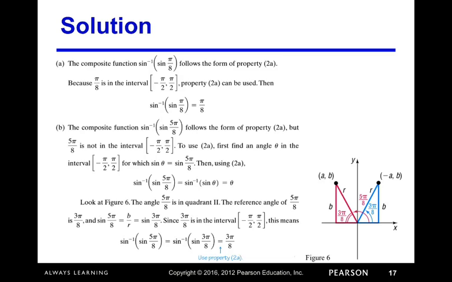Okay, now you can see from that picture, so hopefully that's clear. So the angle that has the same sine as the sine of 5 pi over 8 would be 3 pi over 8 in the domain that we need it to be. Okay, so some of these, if they're not in the fourth or the first quadrant, you're going to have to figure out what angle would match it that is in the fourth or the first quadrant.